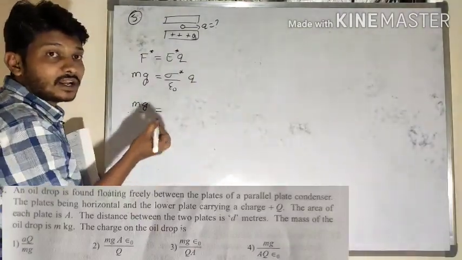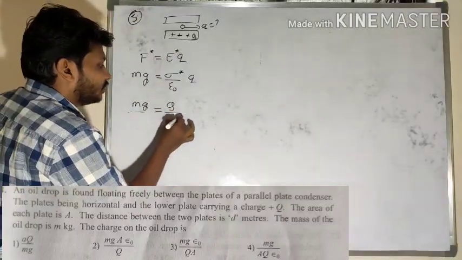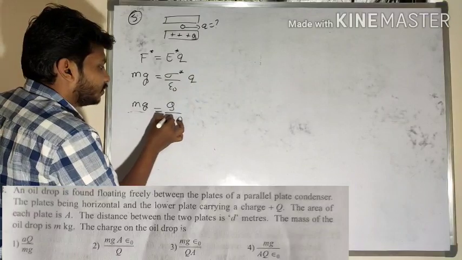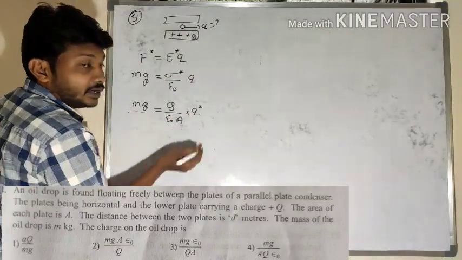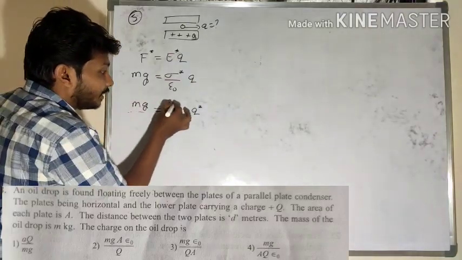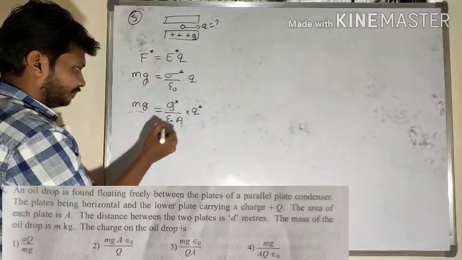So sigma is nothing but Q by A here. Sigma is nothing but Q by A, epsilon naught as it is here, into Q, where small q represents the charge on the oil drop, and capital Q represents the charge on the plate here.